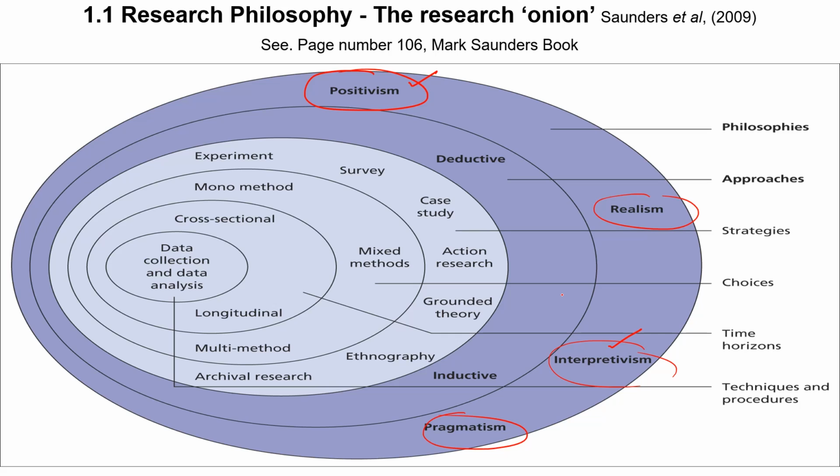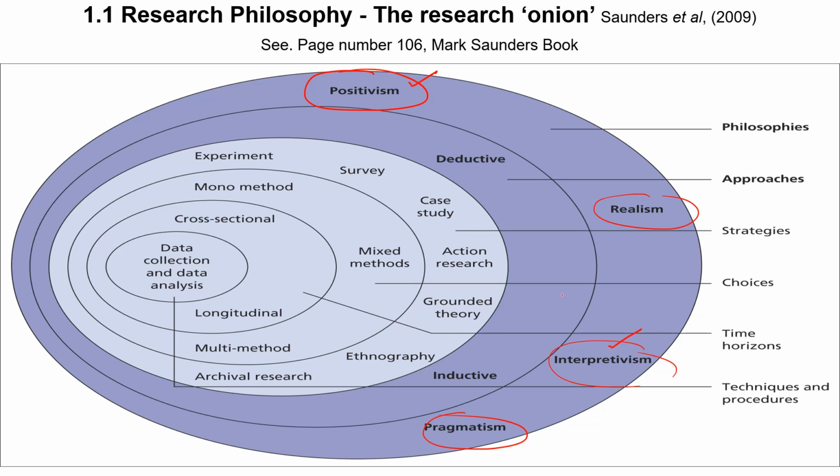Here society shapes the individual. Here we are going from the general to very specific. Positivism. Here we are very much concerned about specific things, a specific objective. So that philosophy, that approach or that way of doing things is known as positivism. Opposite of positivism is interpretivism.